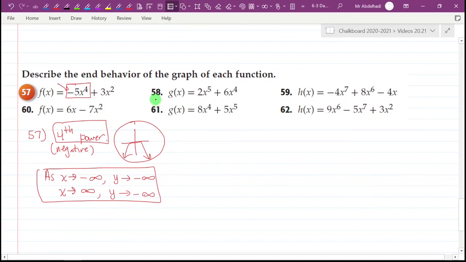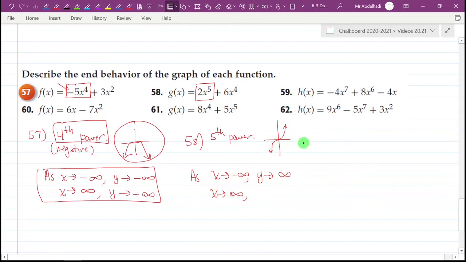We'll try 58 here, or the lead term rather is 2x to the 5th. So it's a 5th power function. There's no negative on the lead term, so it's going to be your typical Travolta, right? A little flat in the middle, but that's fine. What's the end behavior? Well, it's going up on the right, down on the left.